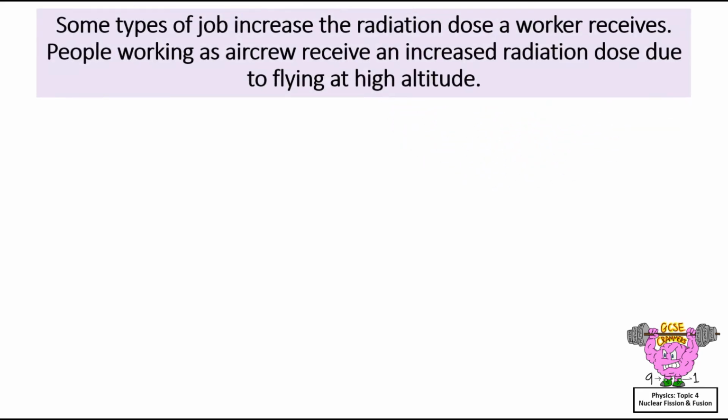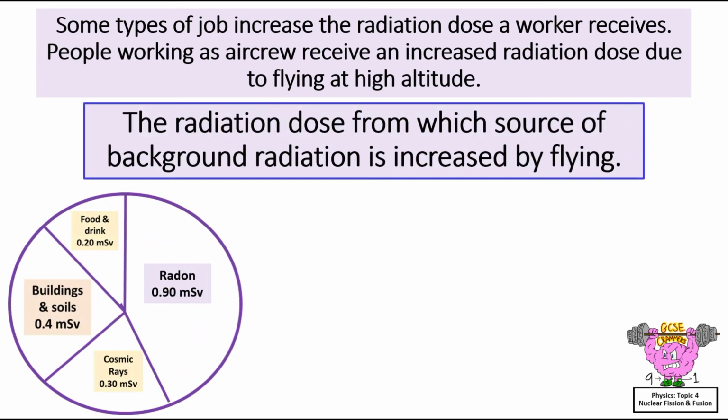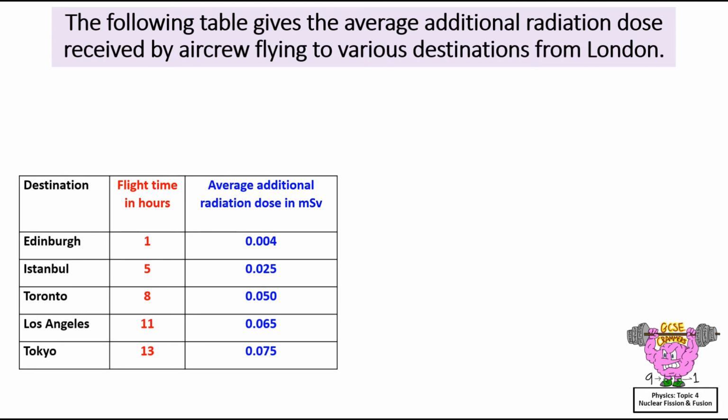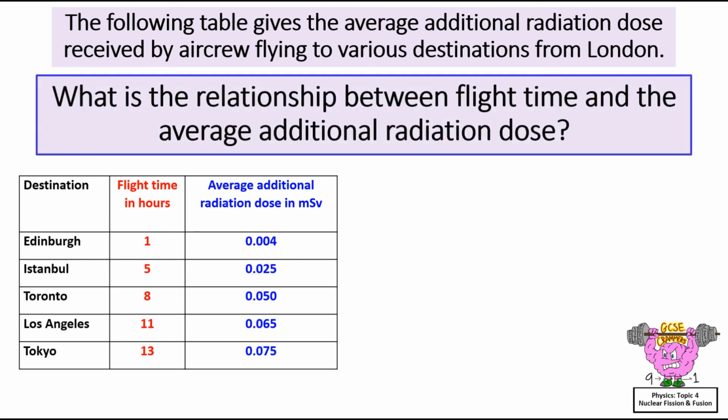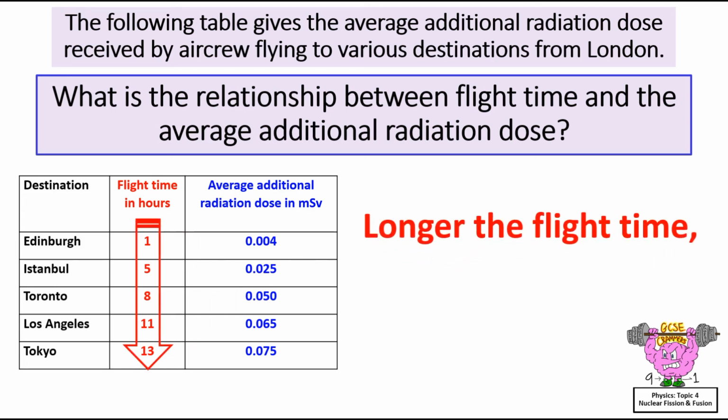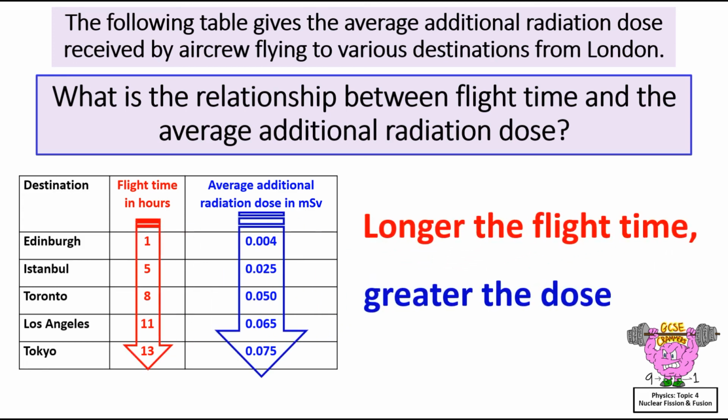Some types of job increase the radiation dose a worker receives. People working as aircrew receive an increased radiation dose due to flying at high altitude. The radiation dose from which source of background radiation is increased by flying? Cosmic rays. The following table gives the average additional radiation dose received by aircrew flying to various destinations from London. What is the relationship between flight time and the average additional radiation dose? The longer the flight time, the greater the dose.